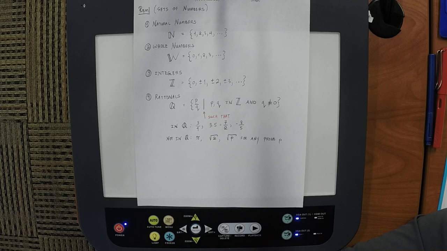But 1's not prime, by definition. What's the smallest prime? 2. 2 is the smallest prime. Then the next one is 3, and then 5, and then there's some others after that. Okay, good.